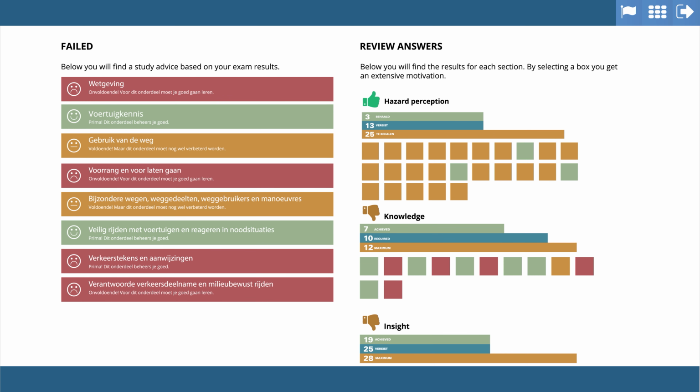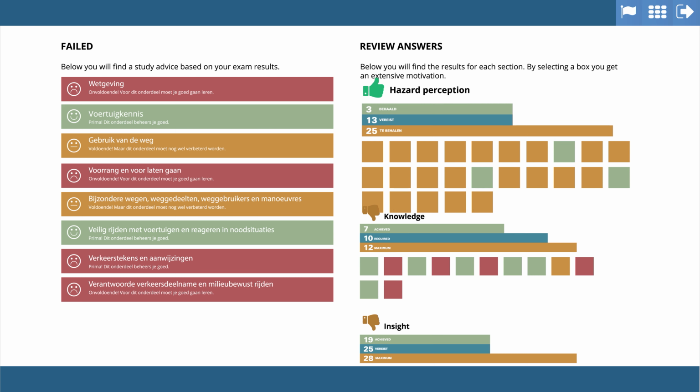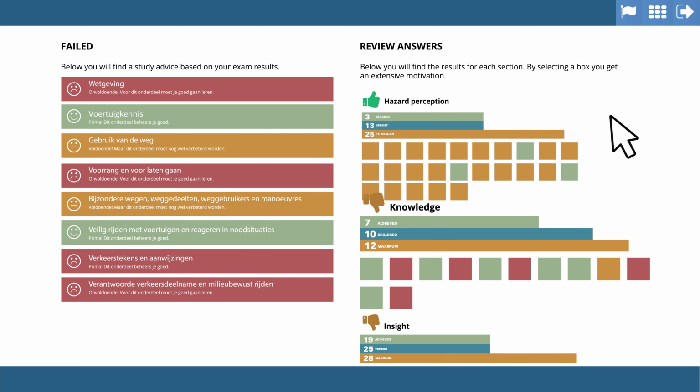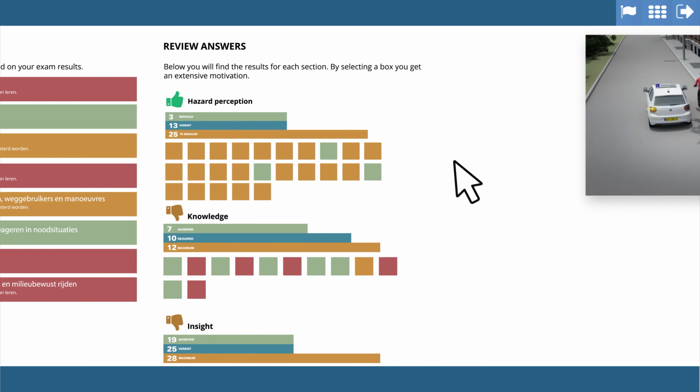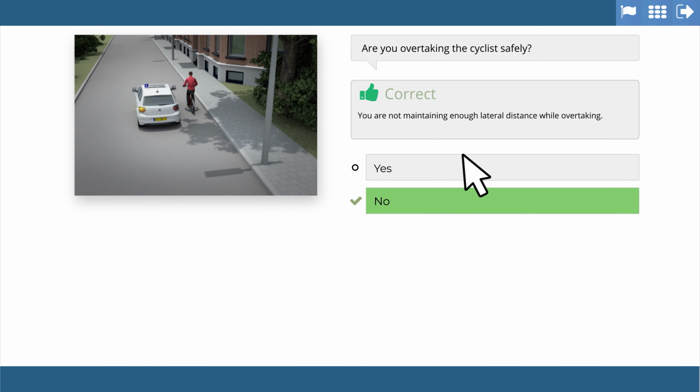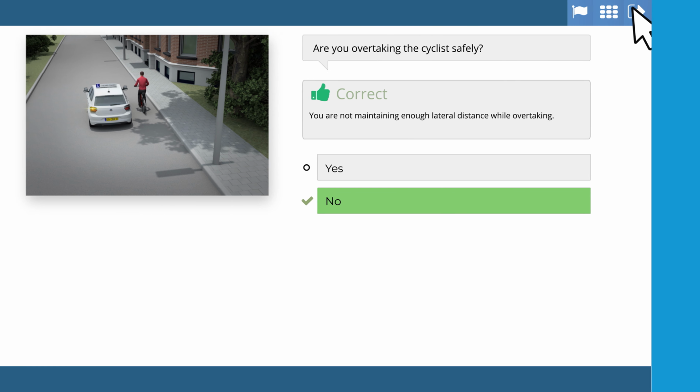After the practice exams, you can easily review all of the questions, and you'll be given an extensive explanation for each question. You can see this by selecting the question number. To go back to the overview, you can use the overview button. To leave the exam, use the button at the top right of the screen.